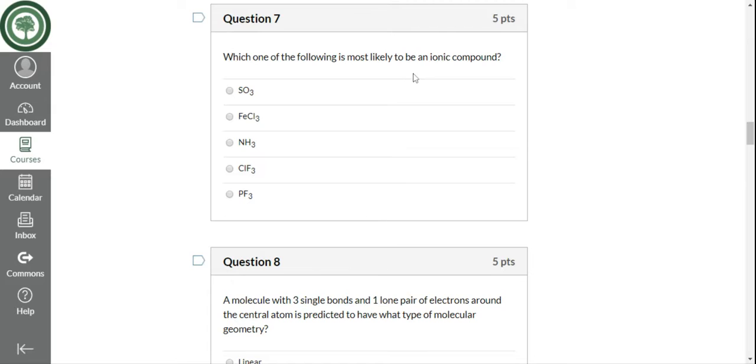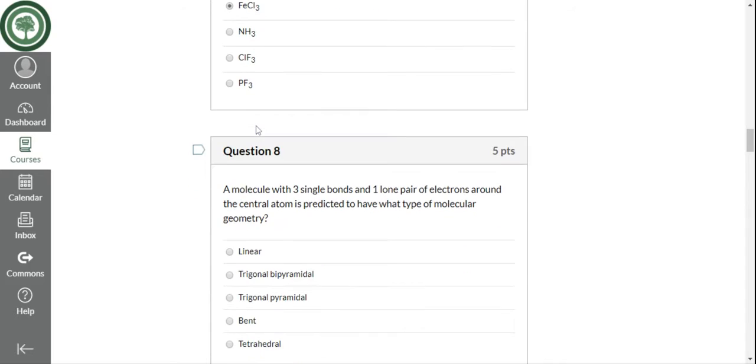Which of these is most likely to be an ionic compound? So again, ionic will have a large difference in electronegativity. And so we know there's a larger difference if they're on opposite sides of the periodic table. So we're pretty much looking for which one has a metal with a nonmetal. So the first one has two nonmetals, and the last three have only nonmetals. So there's really only one option, iron chloride, where you have a metal which has a lower electronegativity, and chlorine which has a higher electronegativity. So that has that greatest difference.